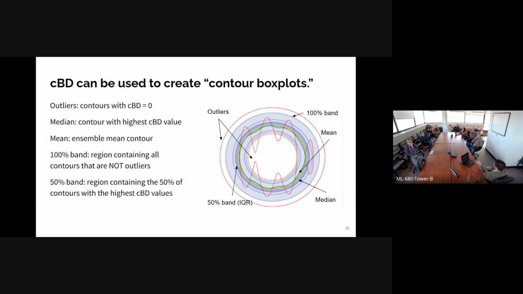So again, we've created what we're going to call a contour box plot, where we start to have information like a median and an interquartile range, so that if we are comparing ensembles of contours or trying to compare some other sample within the context of an ensemble of contours, we can start making some more quantitative claims about what these things look like.